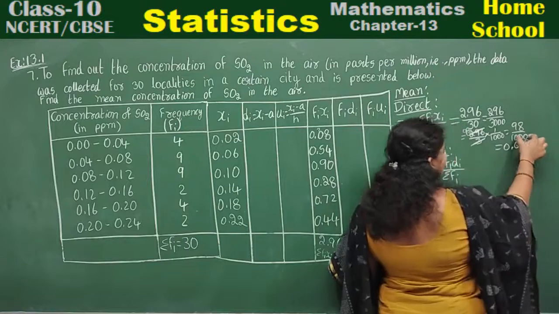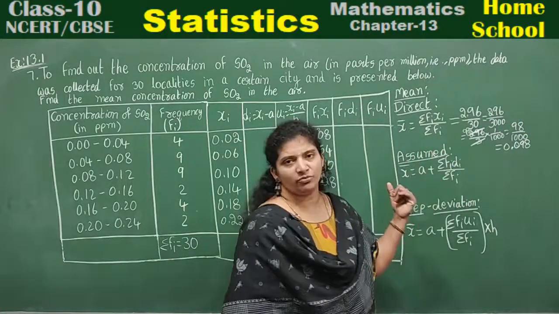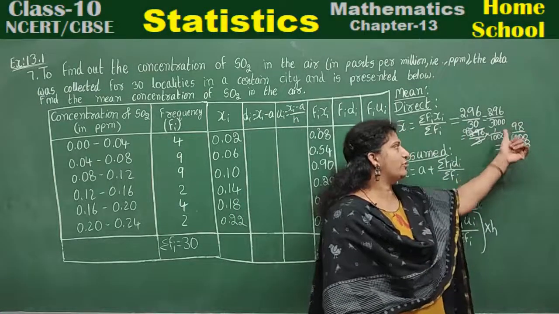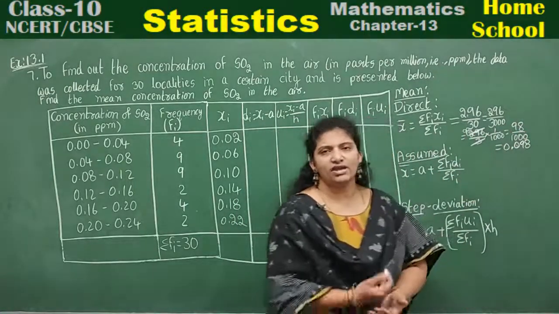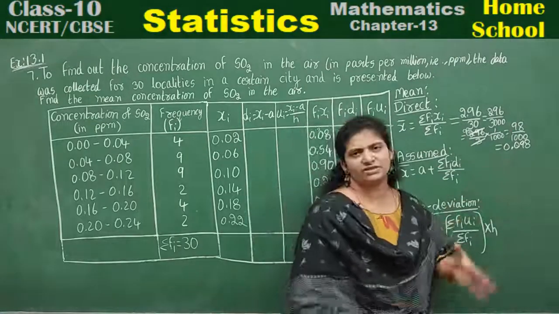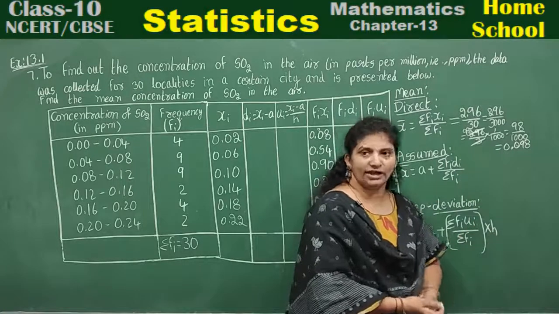0.098. 3 zeros. Bring it up. After 3 numbers, you need to put a decimal point. Only 2 digits are there, so take 0 and put a decimal point. That is 0.098. Approximately, you can write it as 0.099 also.